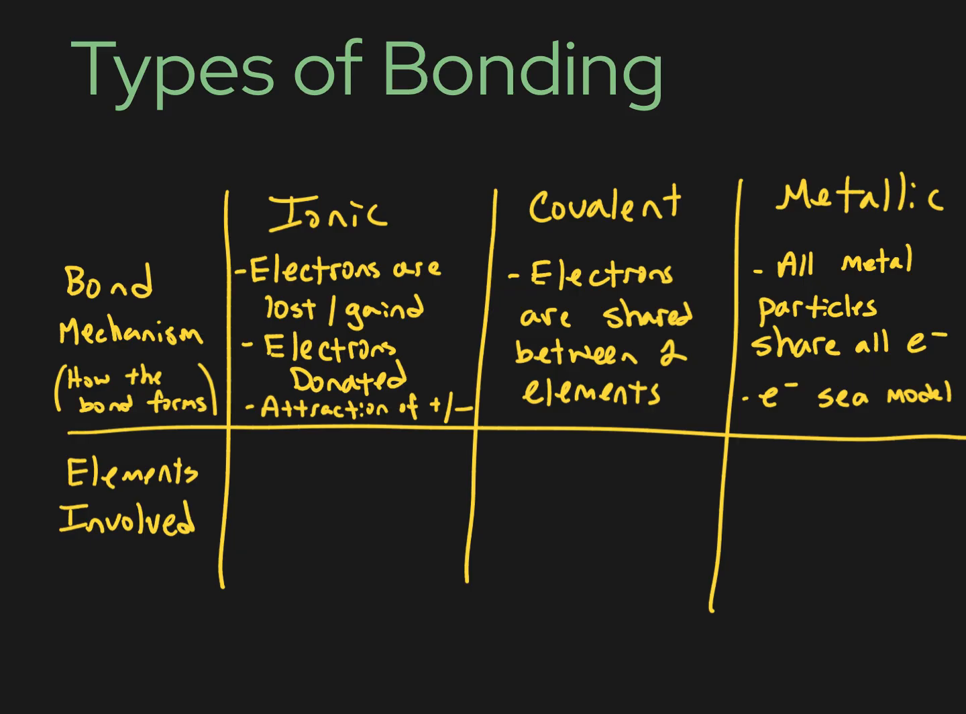Now, we're not going to talk too much about metallic bonding because it is beyond the scope of our chemistry class. We're going to stick to basically ionic and covalent bonding, but I did want to talk about metallic bonding so that you know the difference between the three.